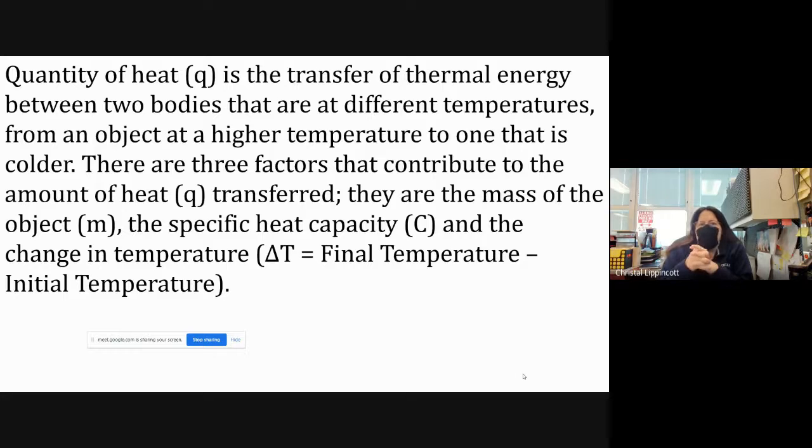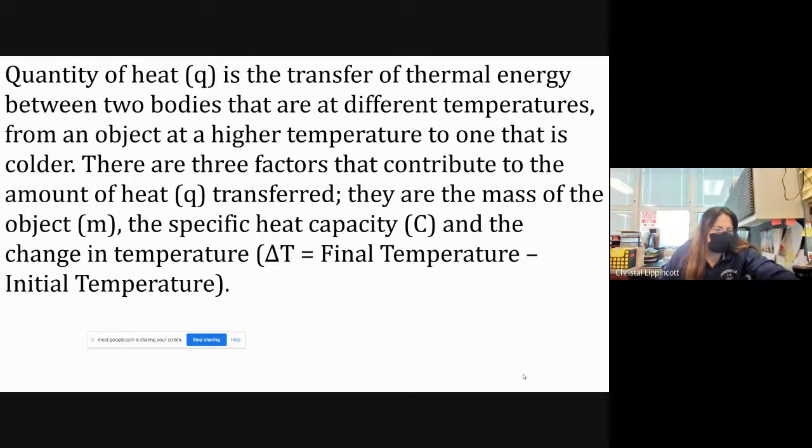Heat is Q. Why is it Q? Why is it not H? Okay, so heat is Q. The mass of the object is M. The specific heat value is a capital C. And then the change in temperature is your final temp minus your initial temp. This delta sign here, this triangle, means change in.